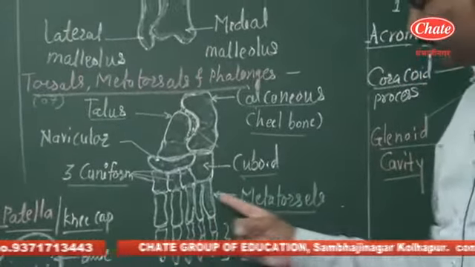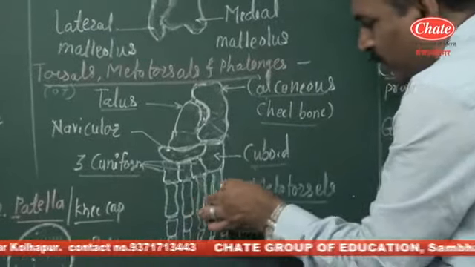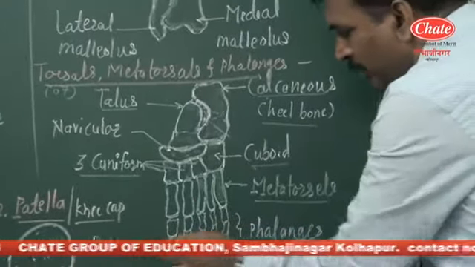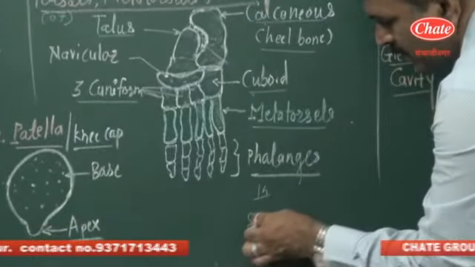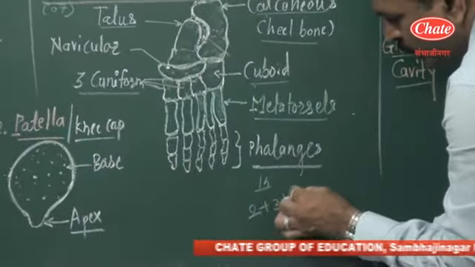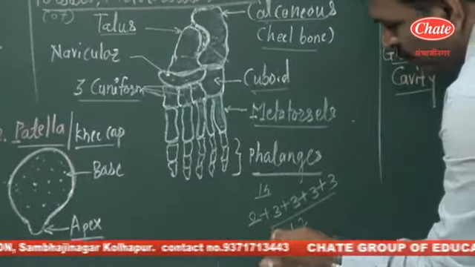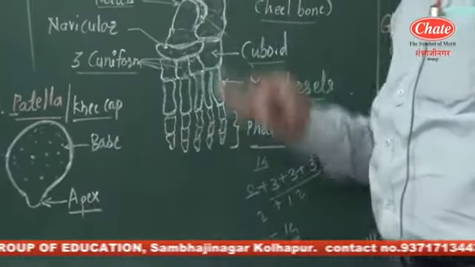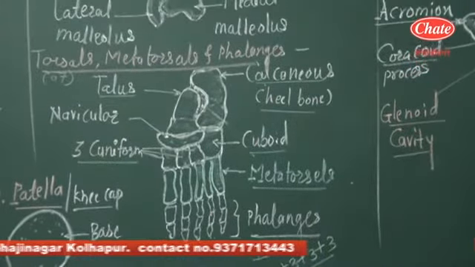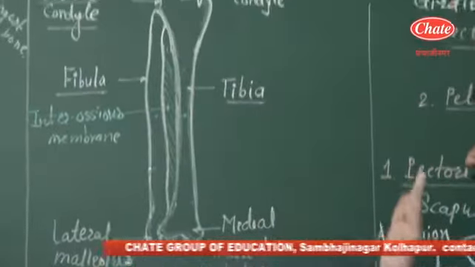In the foot region we can observe the 5 metatarsals, 1, 2, 3, 4 and 5, while our toes are made up of 14 phalanges. The big toe, hallux, consists of 2 and each remaining toe consists of 3. So 12 plus 2 means 14 phalanges are present in the toes. So these are the hind limb bones.